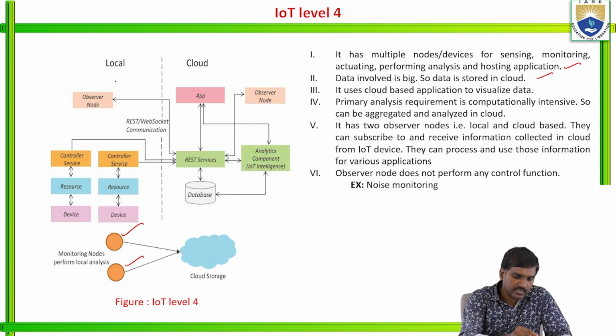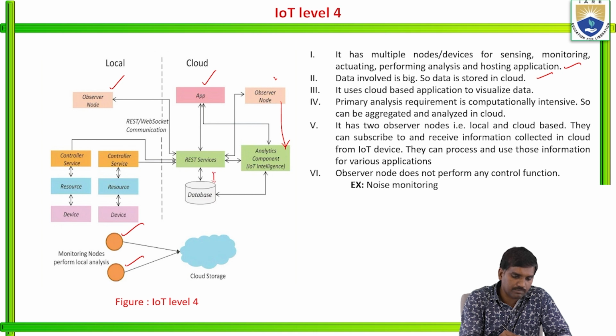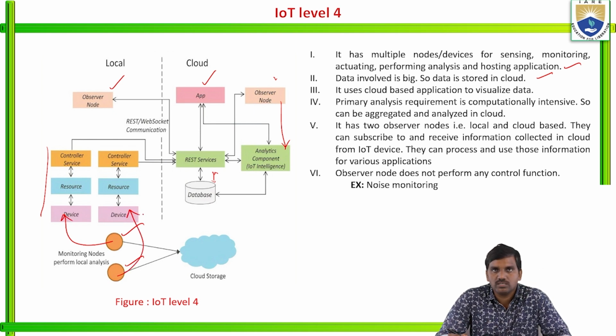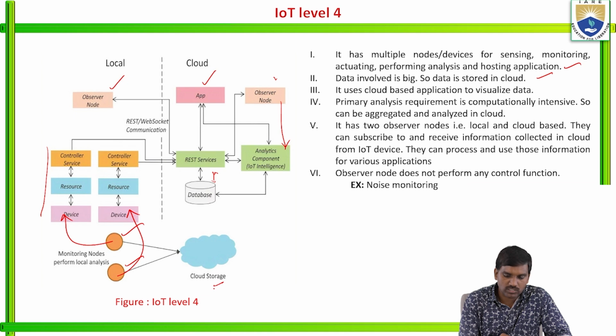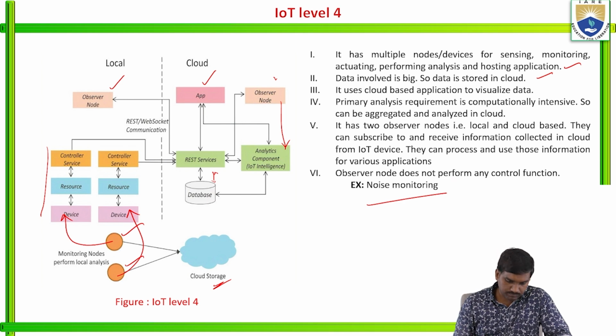Same application here, observed from the observer node. We have the application, observer node, the analytics component, IoT intelligence, and REST based API services from the database, control service, resource node and device. So here the control service, resource and device depend upon the storage. The best example for IoT level 4 is the noise monitoring system. It observes nodes and does not perform any control function.